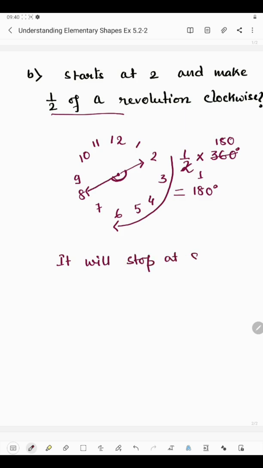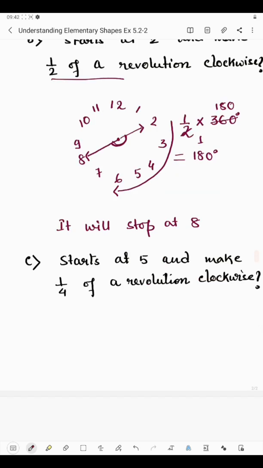So we'll write it will stop at 8. Now coming to the third part. In the next part we have the hands of a clock start at 5 and make 1/4 of a revolution clockwise. Now let us draw the clock. So here is 12, opposite of 12 is 6, then 3, opposite of 3 is 9, 1, 2, 4, 5, 7, 8, 10, 11. Now it is given that the hands of a clock start at 5, that means here, and make 1/4 of a revolution clockwise.